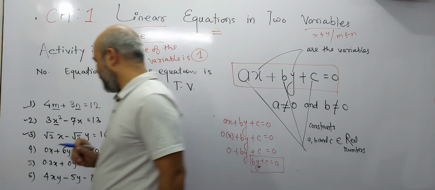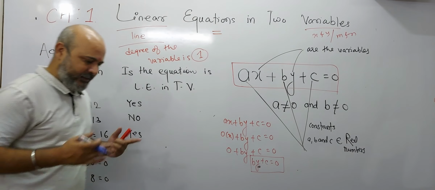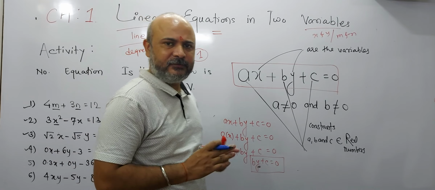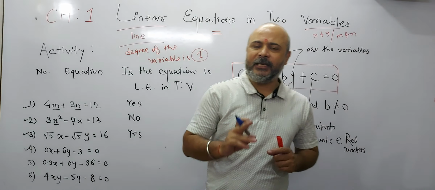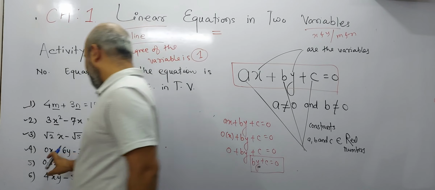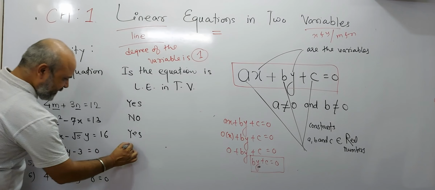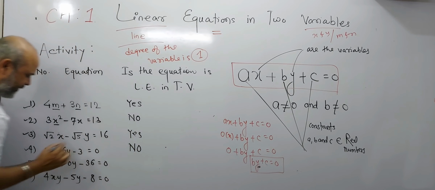Okay. Now student, fourth. Where you will observe fourth one? Here a is 0 and b is 6. So what will happen when a is 0? We know when a is 0, so this will not be a linear equation in two variables, this will be linear equation in one variable. So a is 0 and b is 6. So because a is 0, we can say that this is not the linear equation in two variables.